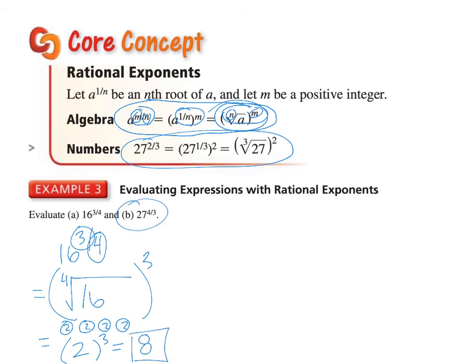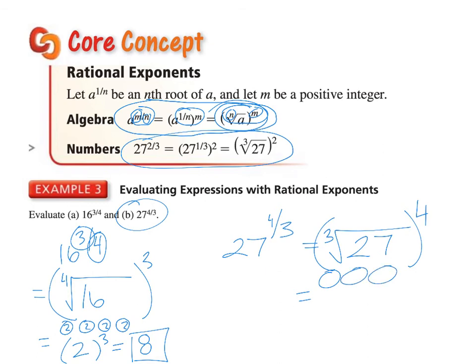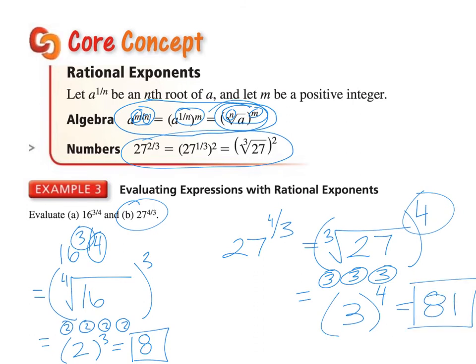We also have part B here. 27 to the 4/3 power. What's the root of this? The root is 3, and I'm raising the whole thing to the 4th power. What times itself is 27? That would be 3. So I have 3, but I still have to raise it to the 4th power. 3 times 3 times 3 times 3 is 81. Done. On to the next example.